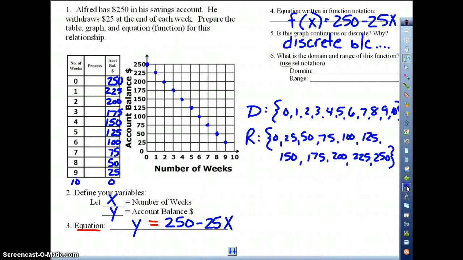Take a look at that. You know what? I started this morning when I was writing this all up. I was going to start with 250 and then go to 225 and then go, but they usually don't do that. Set notation for domain and range is usually in numerical order. Domain and range usually doesn't show you the pairing of your x, y values. So there's your domain and range.